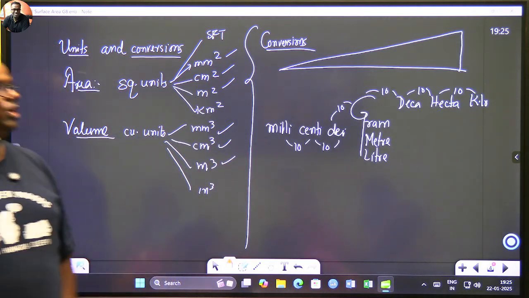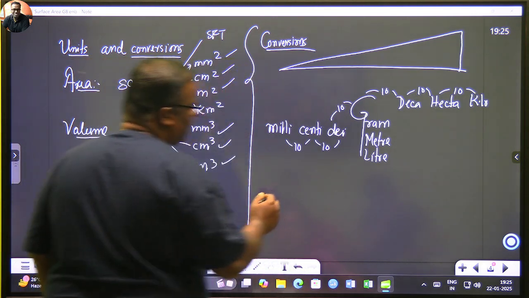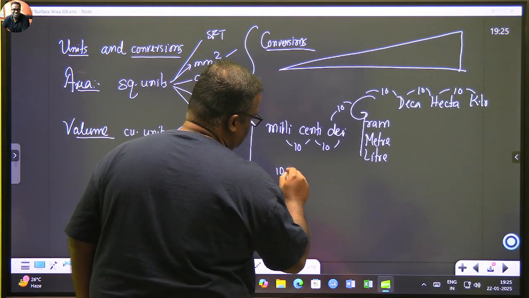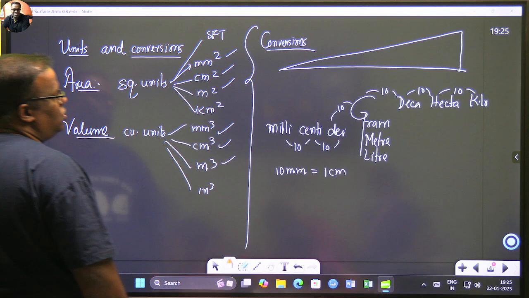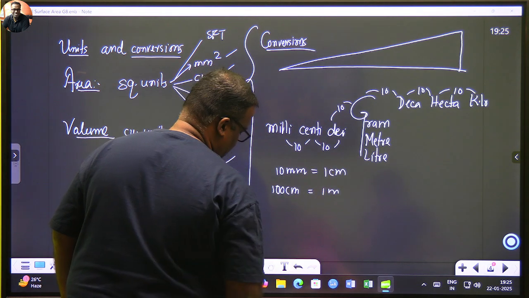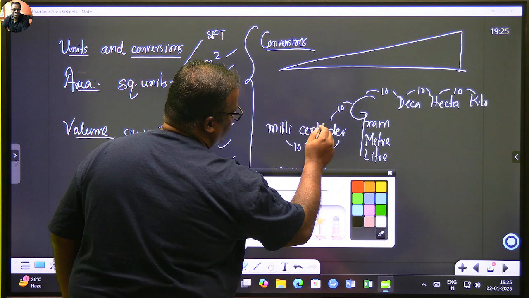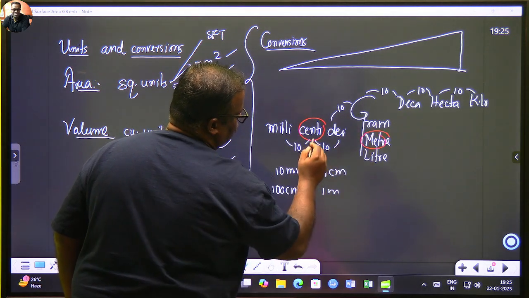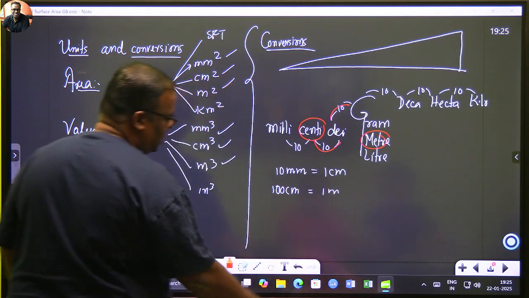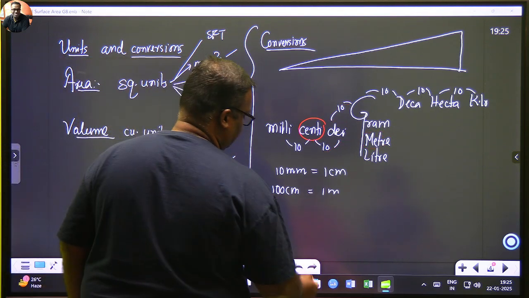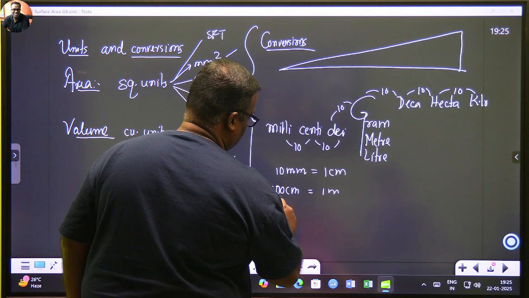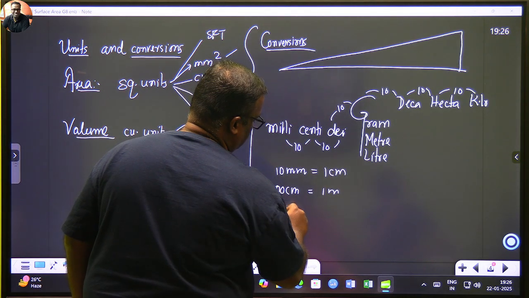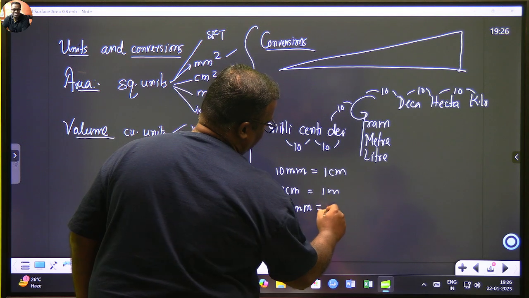Now, do we know how to convert? That's the big thing. चलें. 10 millimeters will make 1 centimeter. Understood? 100 centimeters. Why 100? 10 into 10 makes it 1 meter. See, you want to go from centimeter to meter, so you step over 10, another 10. 10 into 10 makes it 100. Clear? Then the next one, 1000 millimeters will make 1 meter.